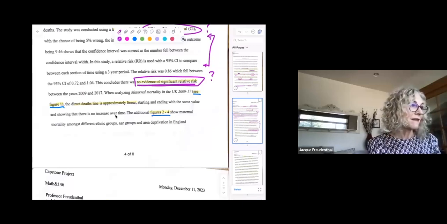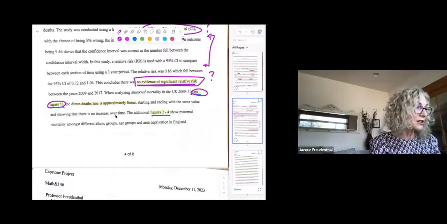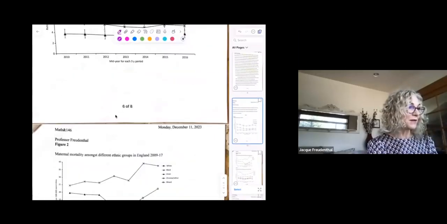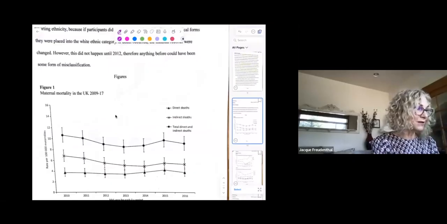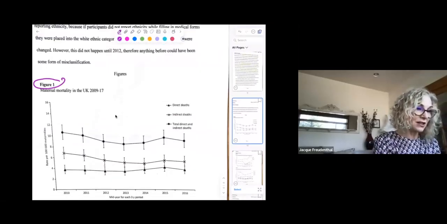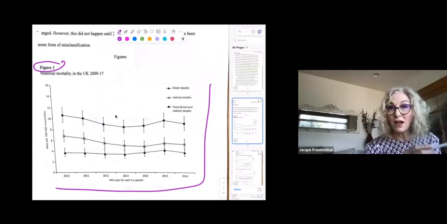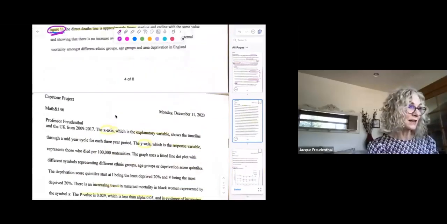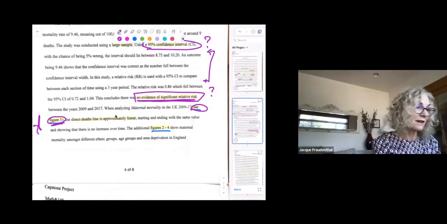And then it says when analyzing maternal mortality rate, see figure 1. Okay, so she does have down at the bottom figure 1. So I have to go to figure 1 and then I have to look at it here. So it would be a lot better if you're going to talk about figure 1. So she indicated figure 1 right here.